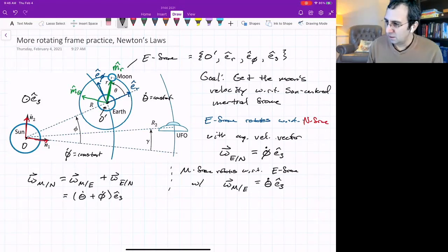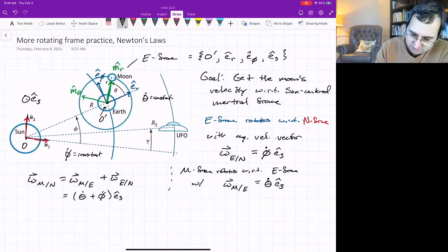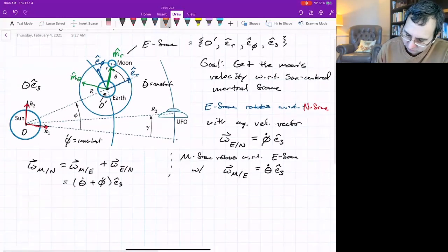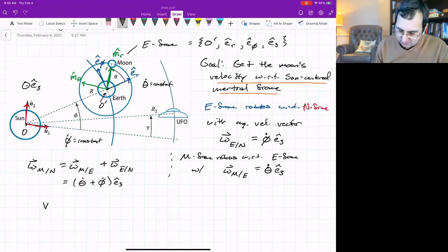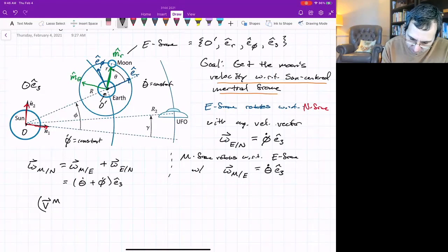We haven't yet got into the meat. Now, this diagram is getting kind of complicated, but that's life. There are different ways to write this velocity with respect to the sun-centered inertial frame. Sometimes the book will write it as the velocity of this point, here the moon is point M, with respect to the N frame. You can think of it that way.